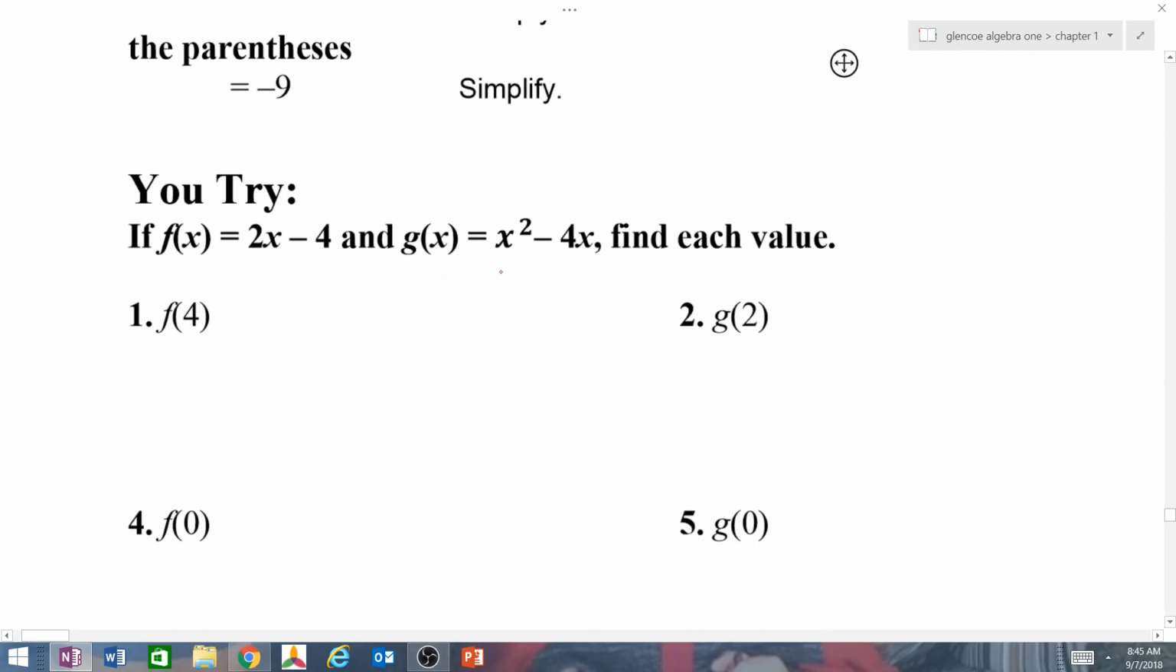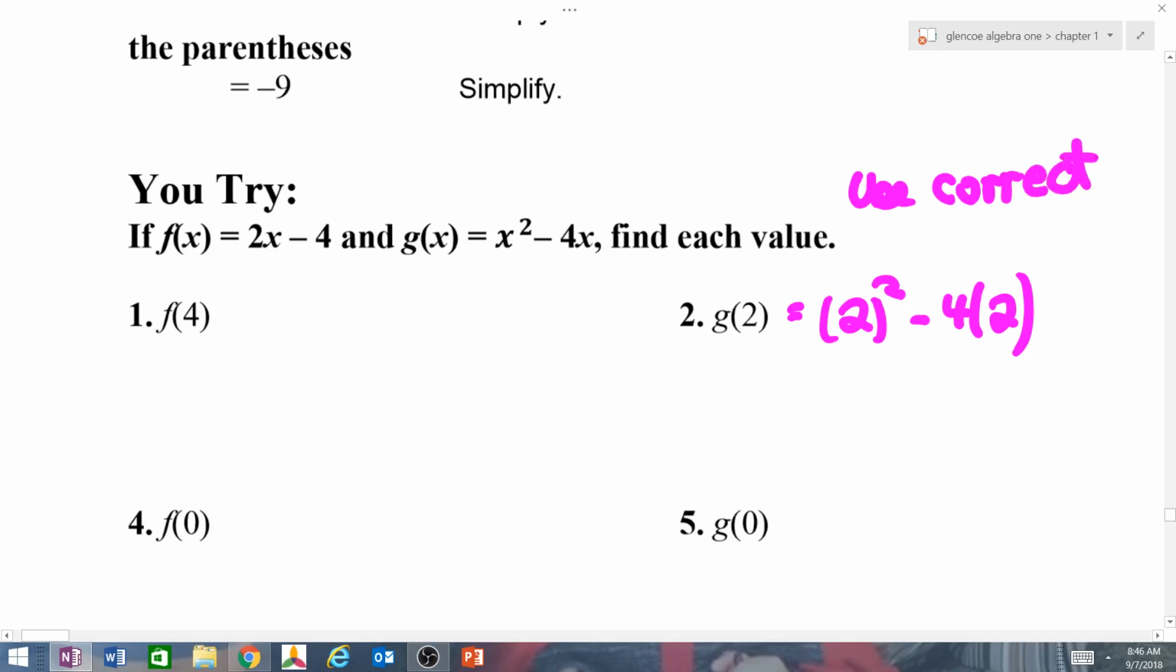I'm going to give you another major hint when you're doing this. In the g of x equation, where it says equals x squared, if you were going to put a 2 in there, make sure anytime you substitute a value in for x to any equation that you put parentheses around it. So this would look like 2 squared minus 4 times 2. Then use order of operations and solve. So use the correct equation. Every year kids come in and they do them all with the f of x equation. You don't want to come in and get them wrong.